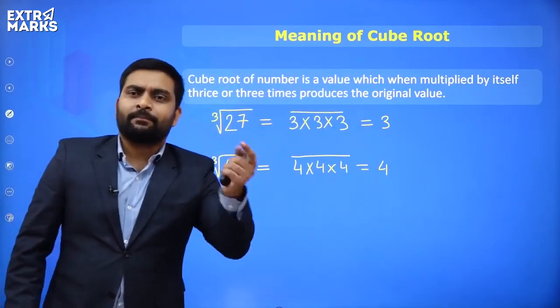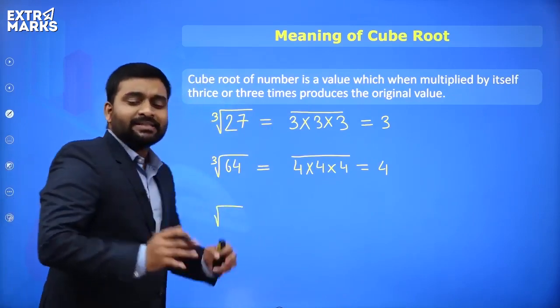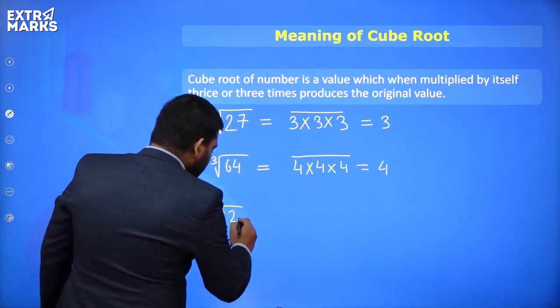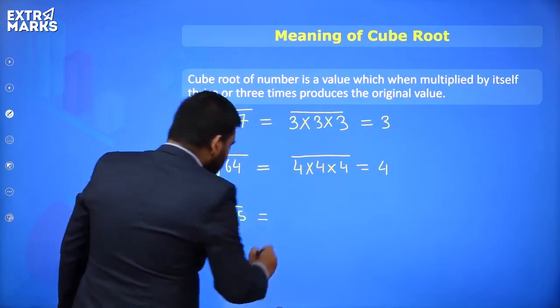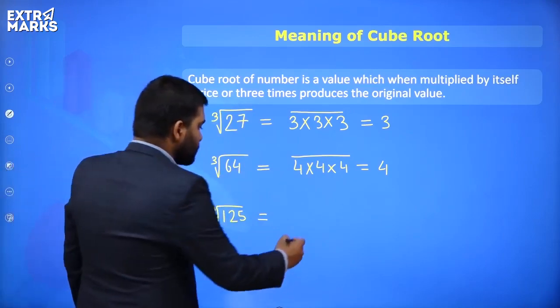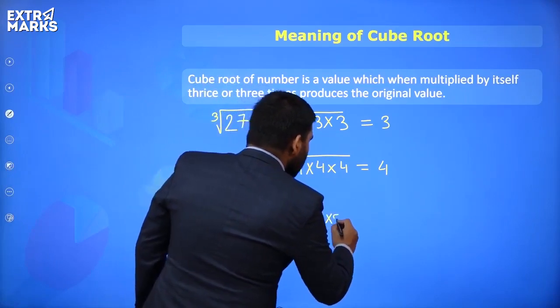Let's take one more example. Let's say the cube root of 125, okay? Now everyone, quickly tell me the answer. So you'll say, sir, cube root of 125 is how much? 5 times 5 is 25. And times 5 is how much?